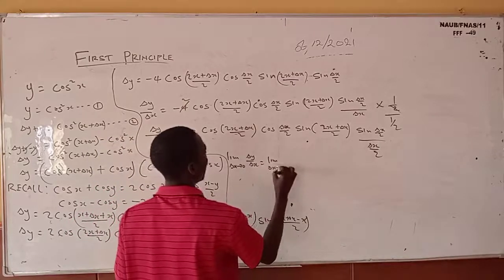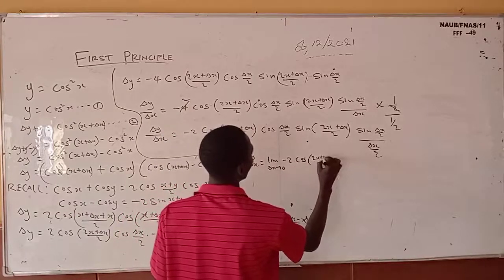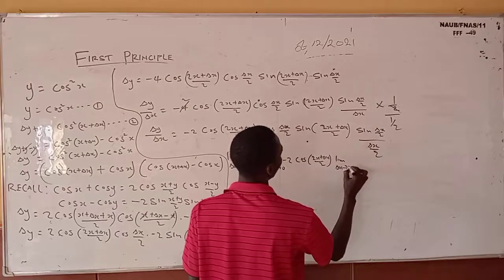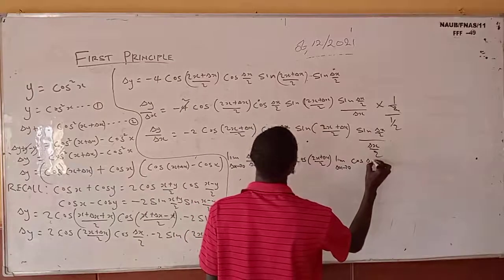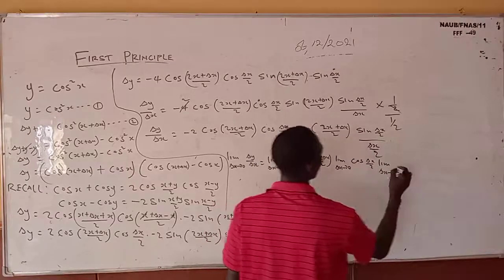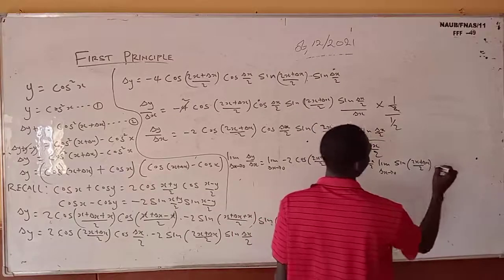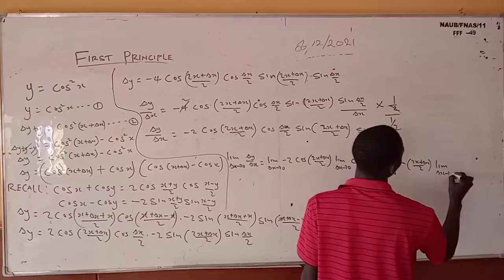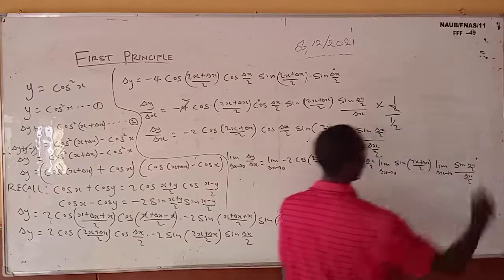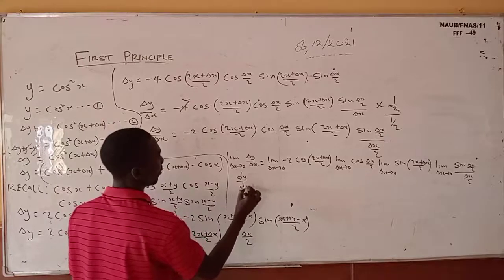So now, the limit as change in s approaches 0 of minus 2 cos (2s plus change in s over 2). Then the limit as change in s approaches 0 of cos (change in s over 2). Then the limit as change in s approaches 0 of sin (2s plus change in s over 2). Then the limit as change in s approaches 0 of sin (change in s over 2) over (change in s over 2). You get that? And you know that this one is nothing but dy over ds.